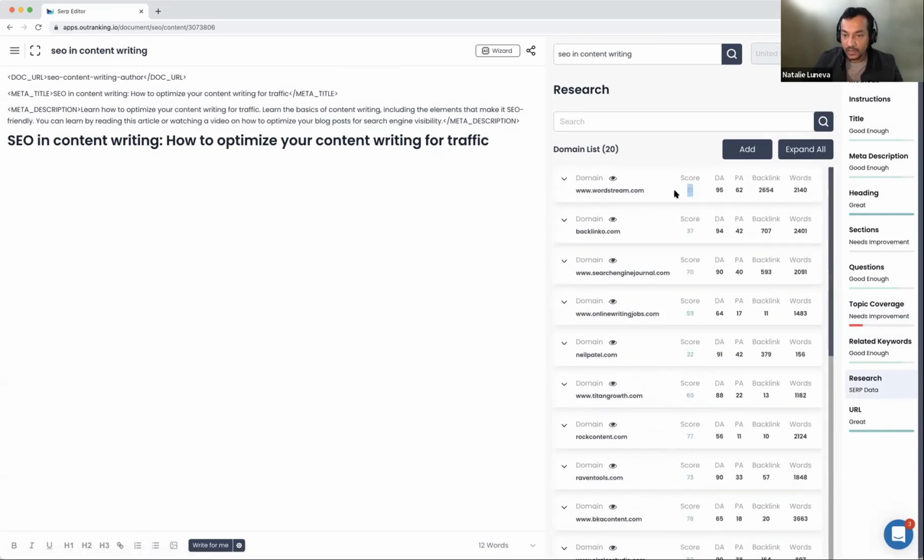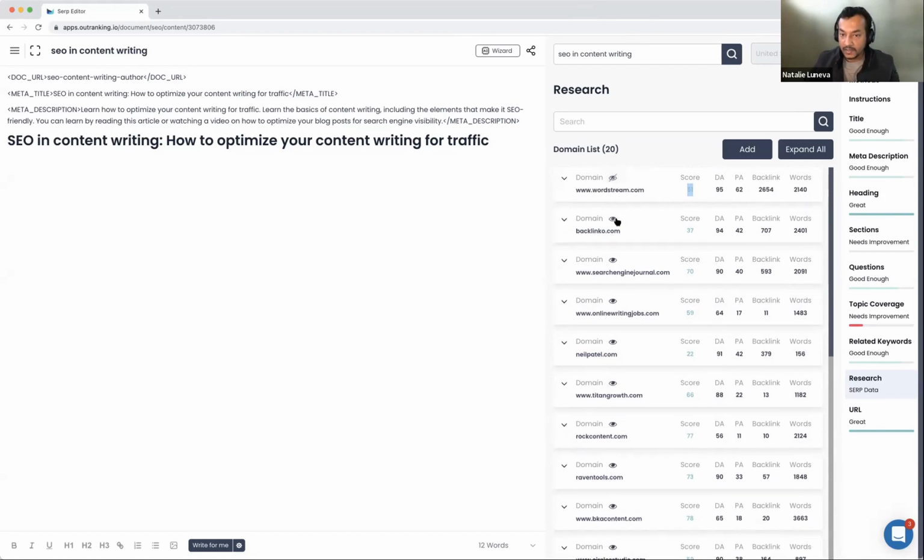This is their score. This is the page score. So we are scoring each of these web pages for their on-page SEO elements to understand their score and understand what sort of score we need to target in our content to be better than them. This is their domain authority, page authority, backlink data, word count.